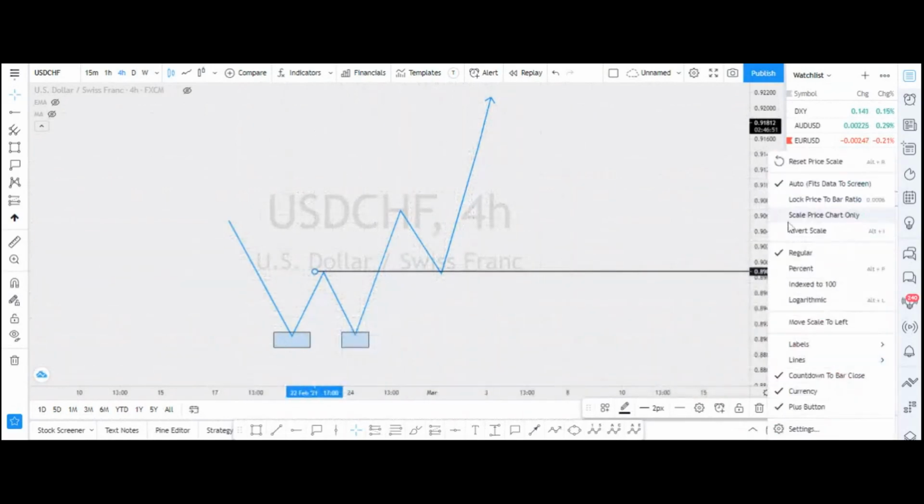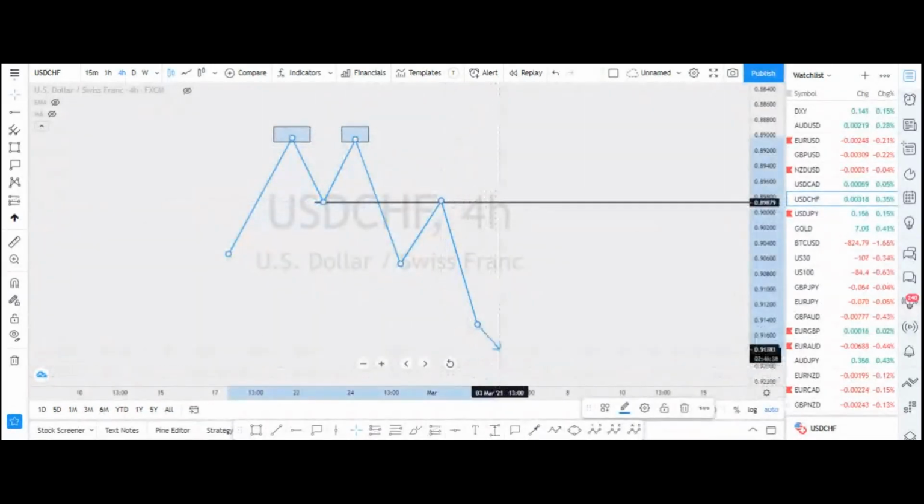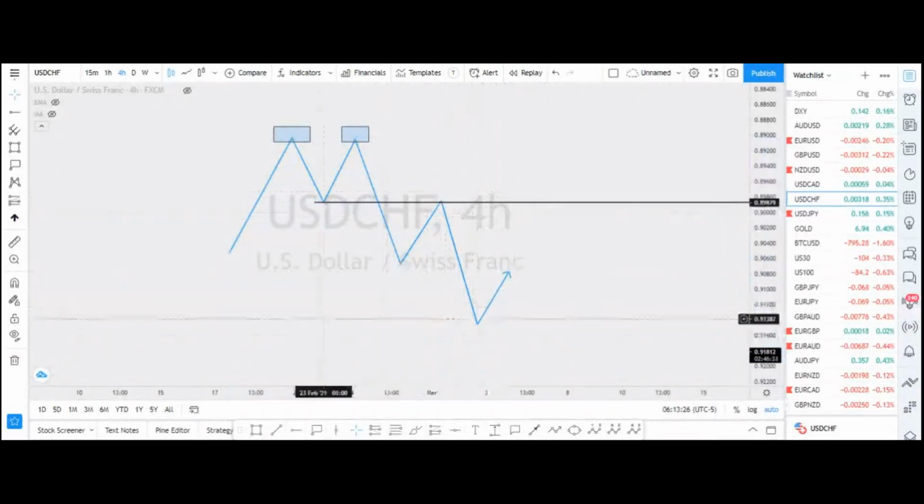Now, when I see a double top, support will turn to resistance. When price comes to the support and resistance, I'll be looking for selling opportunities to the downside. So when you see a double bottom, you look for buys. When you see a double top, you look for sells. Are we clear on that?